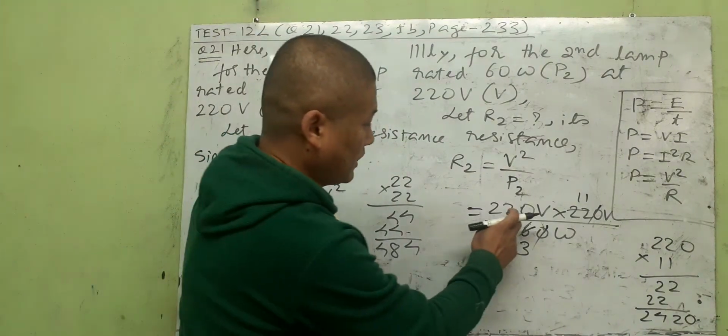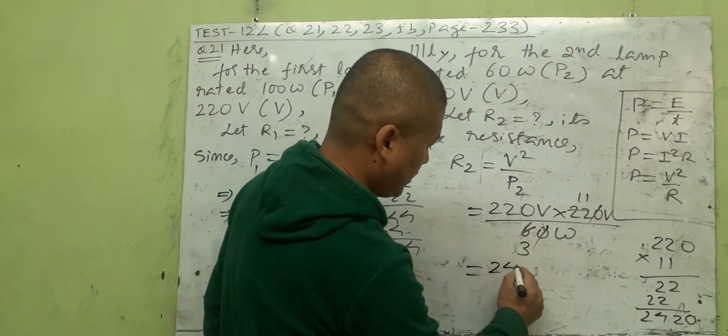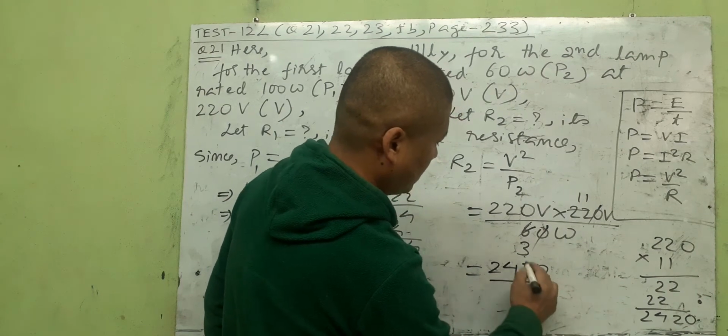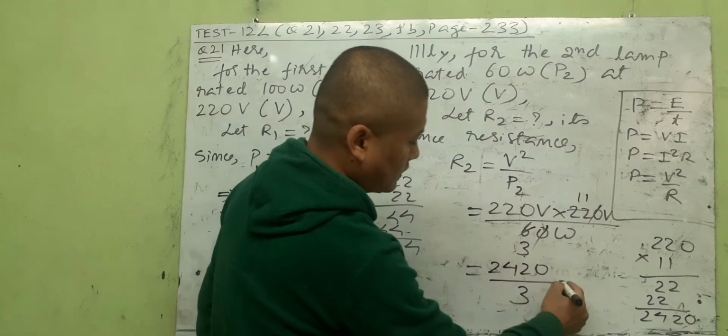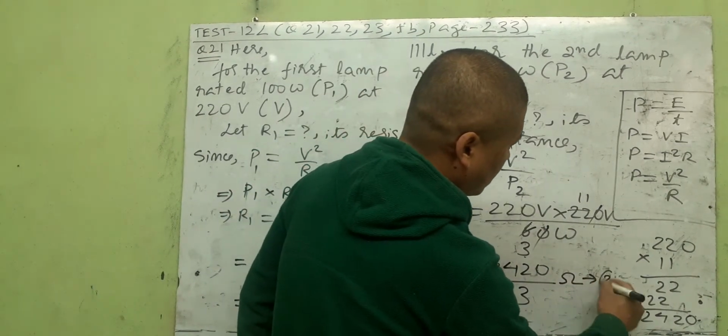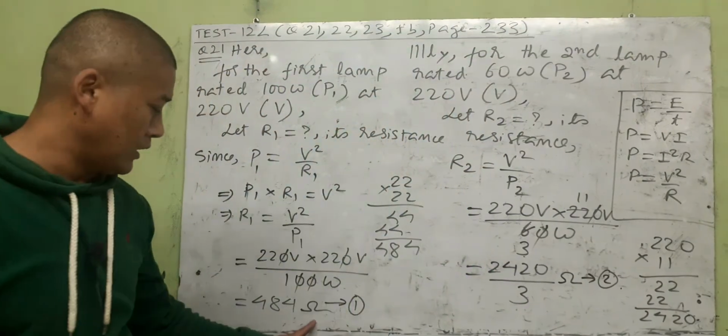So when we multiply this, 2420 divided by 3, SI unit of resistance again, ohm. Let's put this one as equation 2. We have 1 and 2 now.